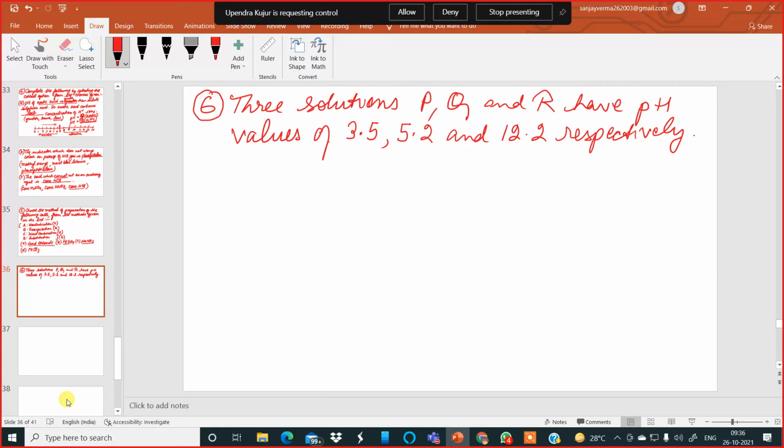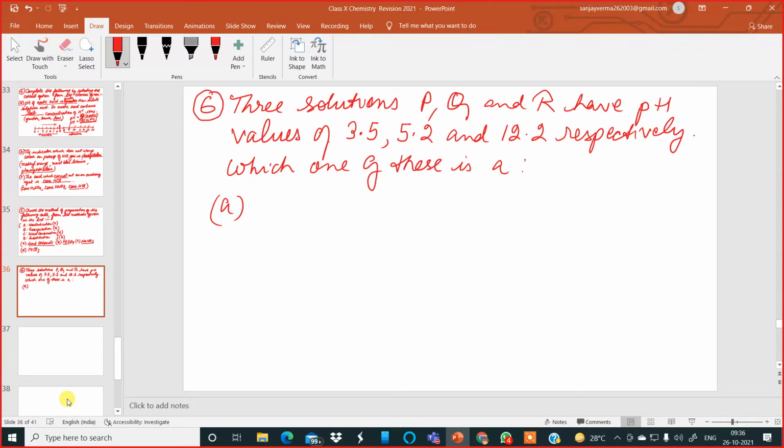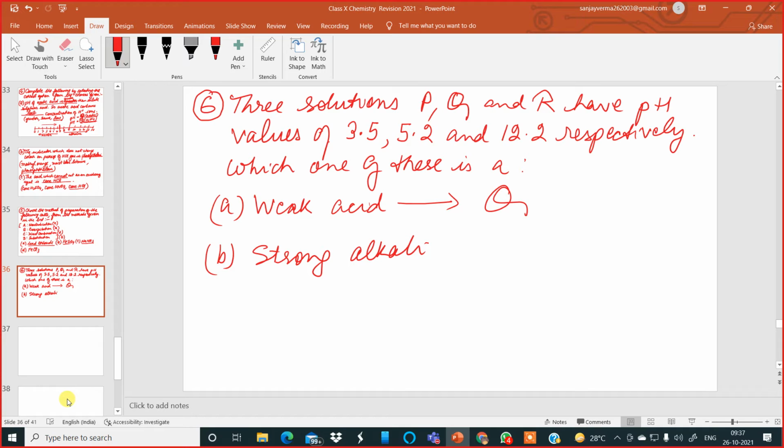Now it's a 2 marks question. Which one of these is a weak acid? Number B, strong alkali. Which is a weak acid? Q. Correct. Wonderful answer. Q is a weak acid. Strong alkali? R. Correct. Good. So that is done.